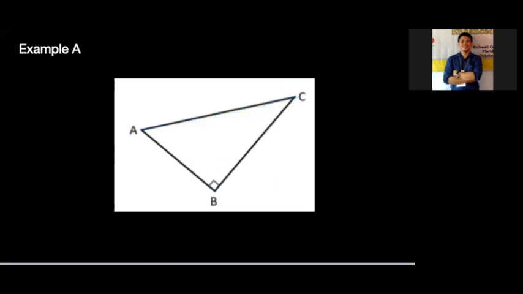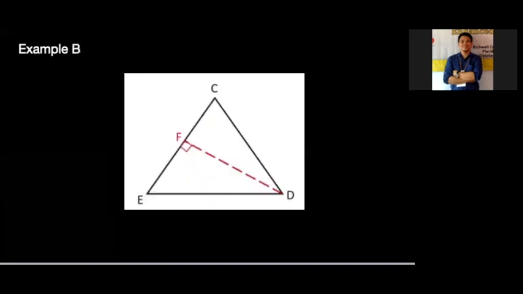Another example that we can use is this triangle. For triangle CDE, if the height is FD, then what will be our base? Because this side of the triangle is perpendicular to our height FD, then we can say that the base is CE.